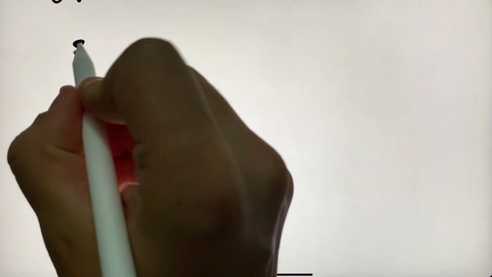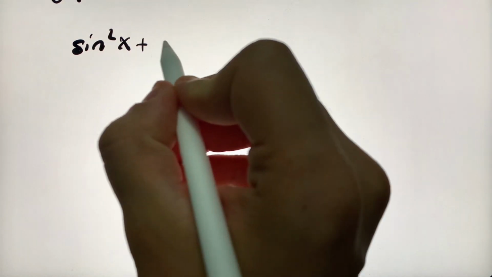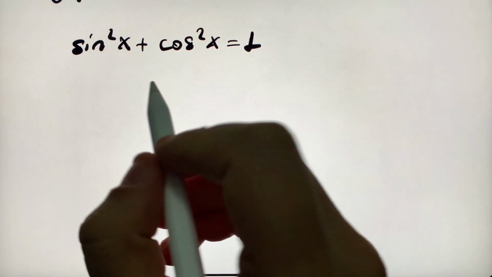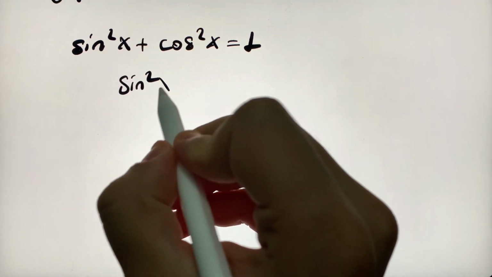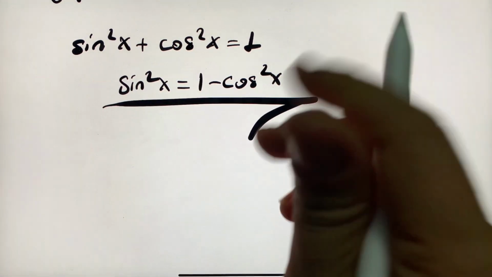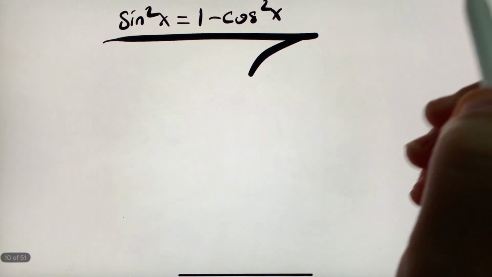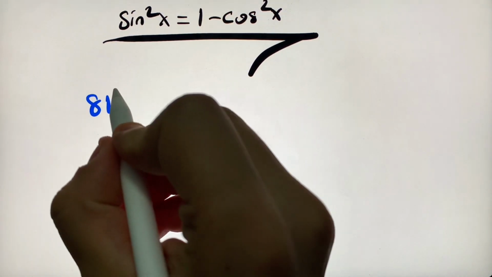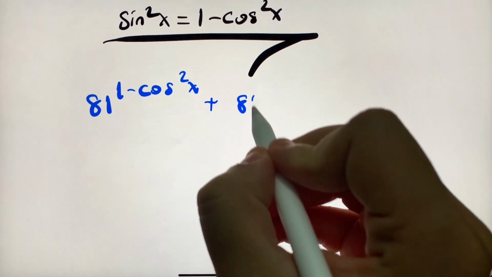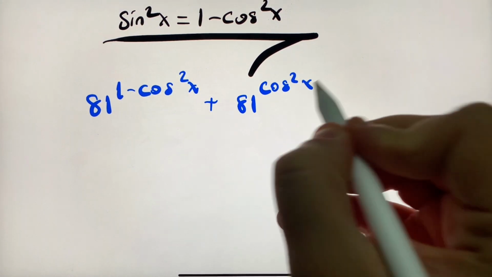This transformation came to my mind immediately. Sin squared x plus cosine squared x is equal to 1. Where we see sine squared x here, we can write 1 minus cosine squared x. Let's start applying this in our equation right away: 81 to the 1 minus cosine squared x plus 81 to the cosine squared x is equal to 30.